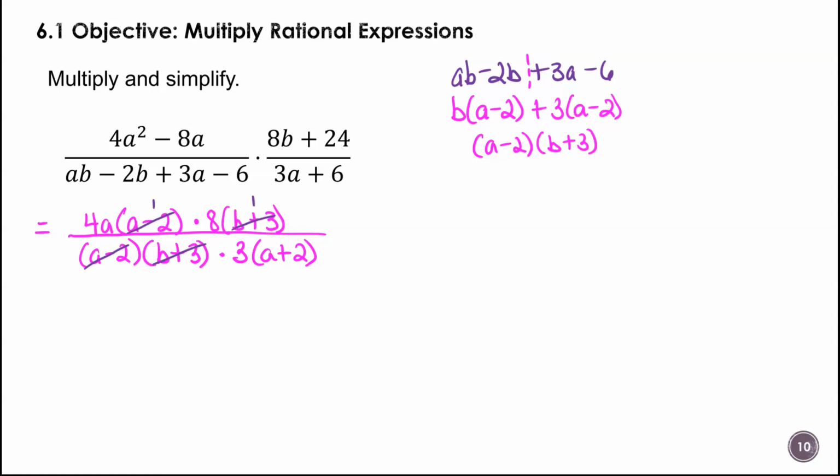And then I multiply what's left. In the numerator, I'm going to have 32a, and then in the denominator, I have 3 times a plus 2. Now, typically we don't multiply that out and make it 3a plus 6, but that's actually okay if you wanted to do that. Normally we just leave that in factored form.